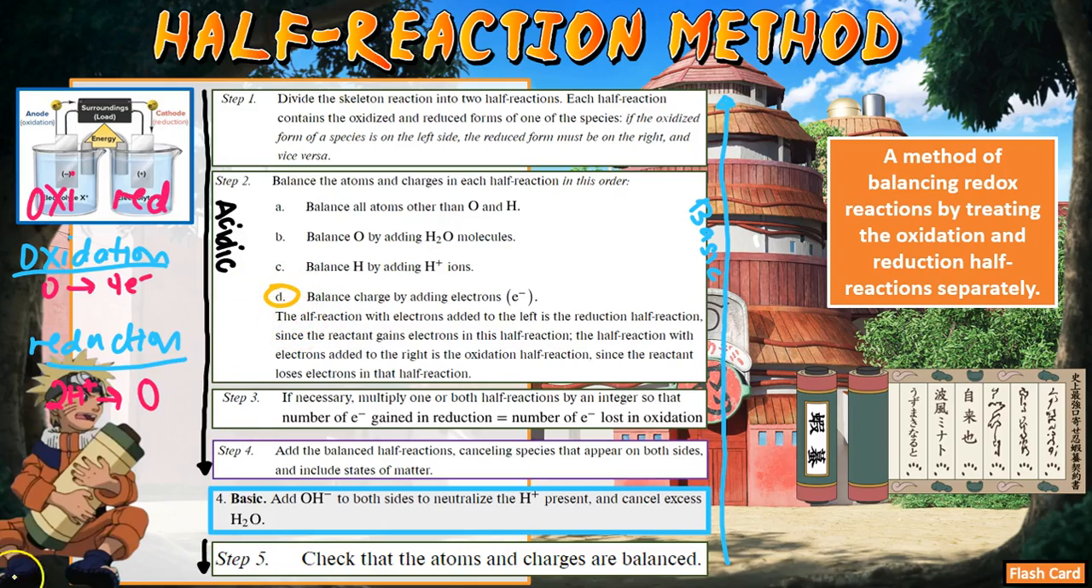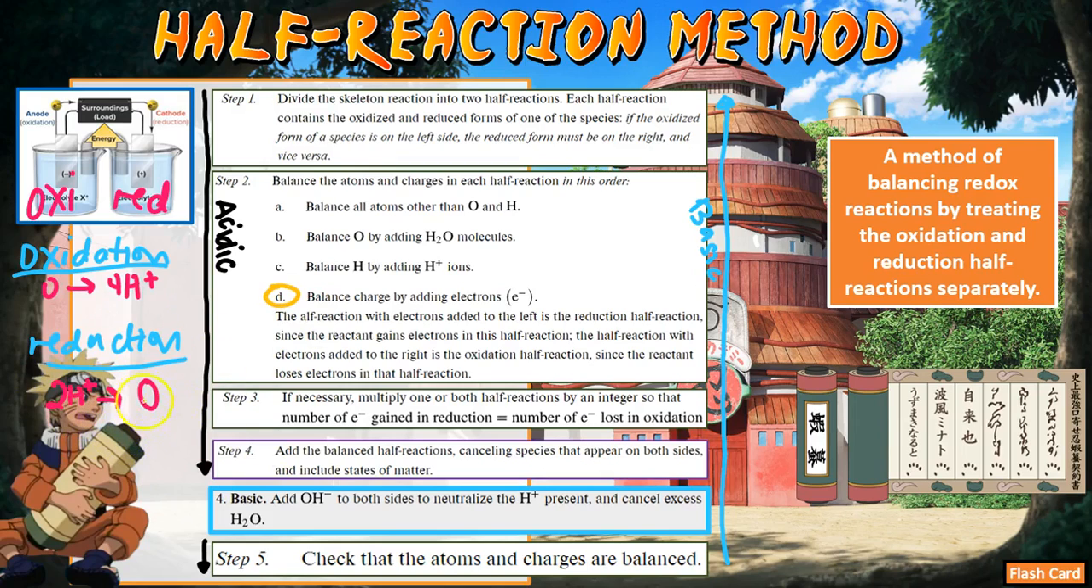Now let's get into this portion. So in reduction, we know we are gaining electrons. So how do we verify which one of our half reactions in step 1 is oxidized or reduced? It's going to be based on this letter D portion. So in this portion, you have to make sure that the charges are equal to 0 on both sides.